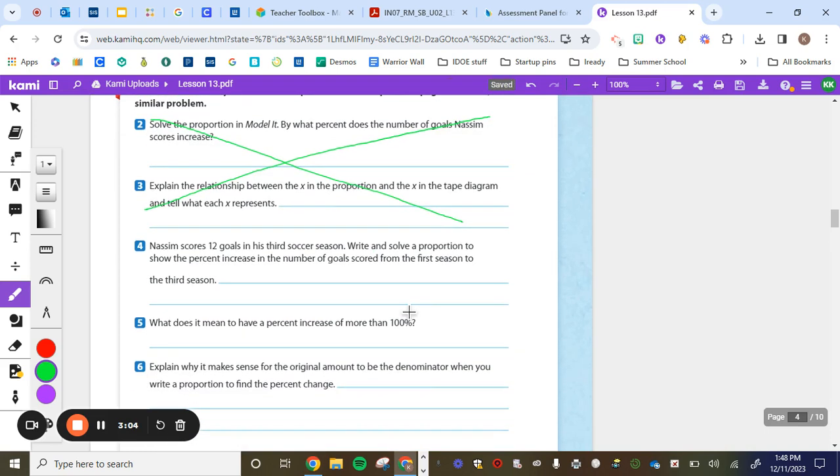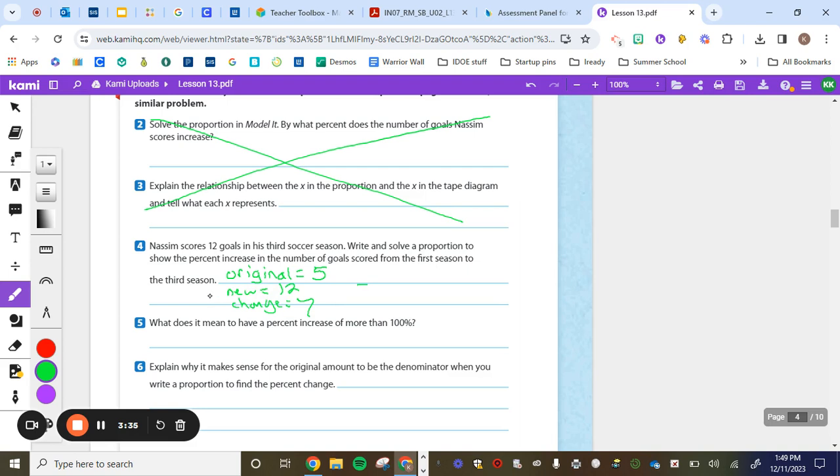So question 4, remember the hint I told you that you want to write the original, new, and change. Now read question 4 on your own so that doesn't take part of our video time. Make the video shorter. So original is still 5 because it says they want to compare his 12 goals from the 5 of the first season. The new is 12 and then the change is 7.